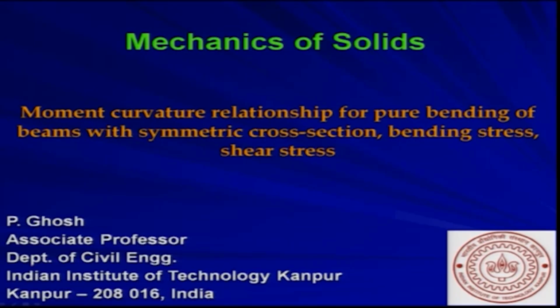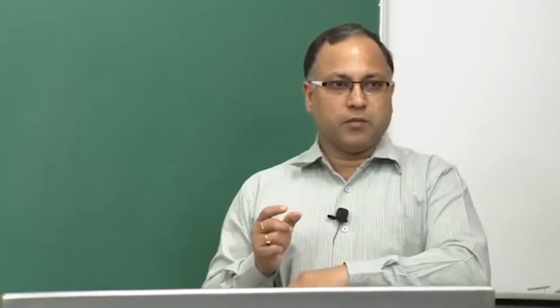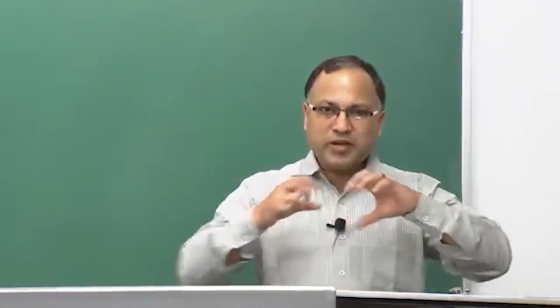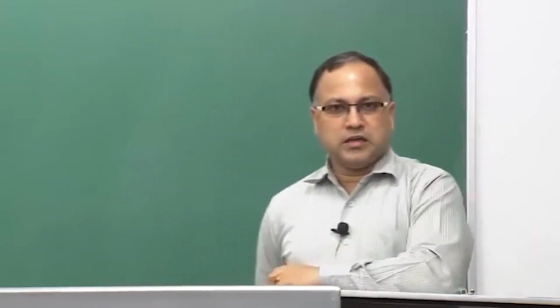First, we are going to find out the geometry of deformation. When the slender member is under the action of a bending moment and it bends, what kind of deformation takes place and what is the geometry of that deformation, of a symmetrical beam subjected to pure bending.